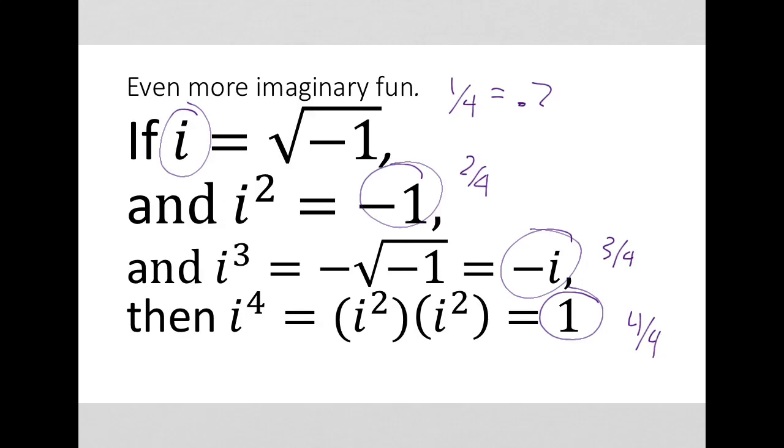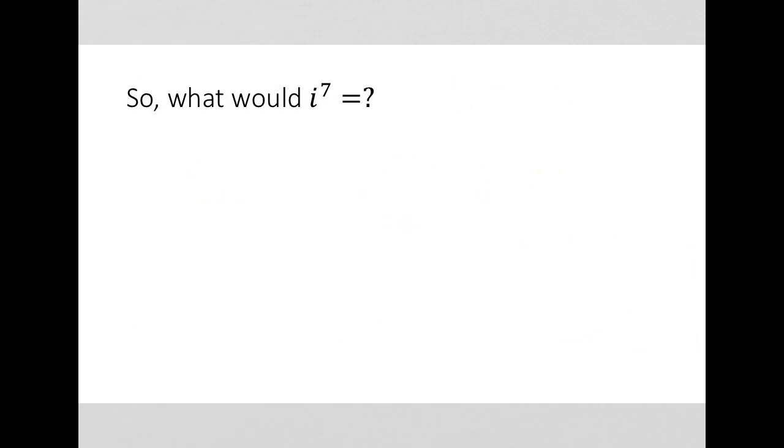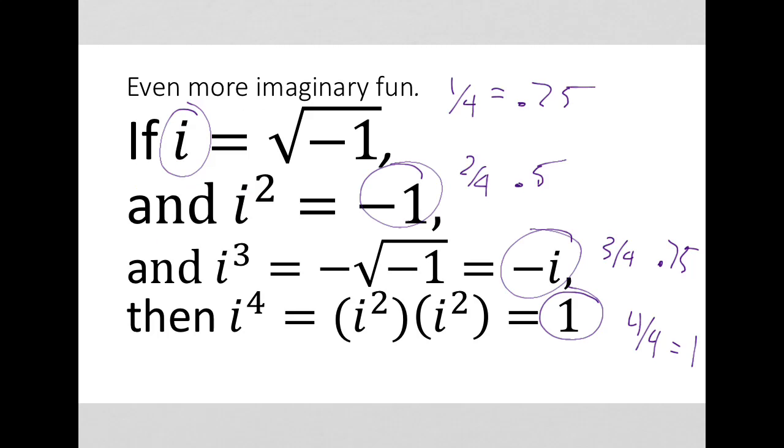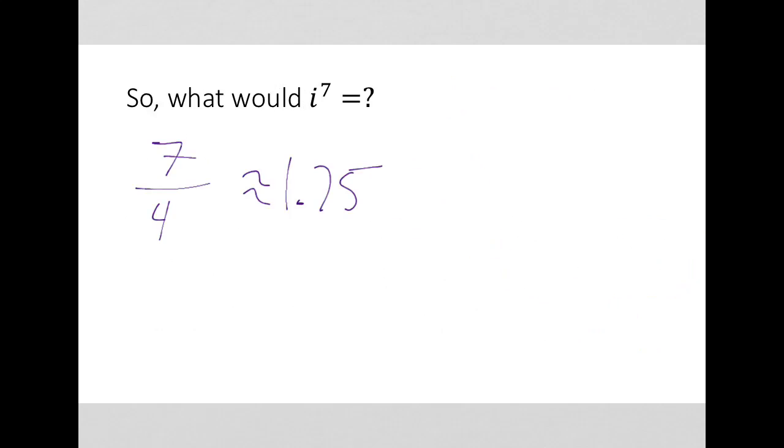That's going to be 0.25, that's going to be 0.5, that's going to be 0.75, and that's actually going to be 1. So if we look at i to the 7th, if I take 7 and divide it by 4, you're going to get a decimal that is ending in 0.75, which tells me that it is the same as negative i.